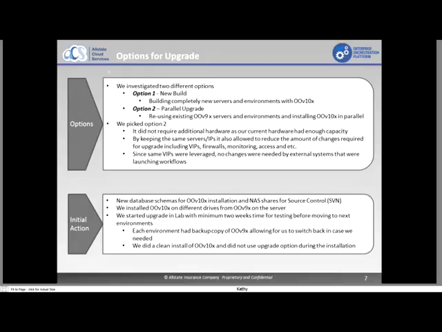We started the upgrade in a lab environment and then executed development, test, UAT, and production, allowing at least a couple of weeks for testing in each environment. And in each environment, we had a backup copy of 9, allowing us to switch back in case we needed it. And again, we did a completely clean install of 10. We did not use the option to upgrade in place.